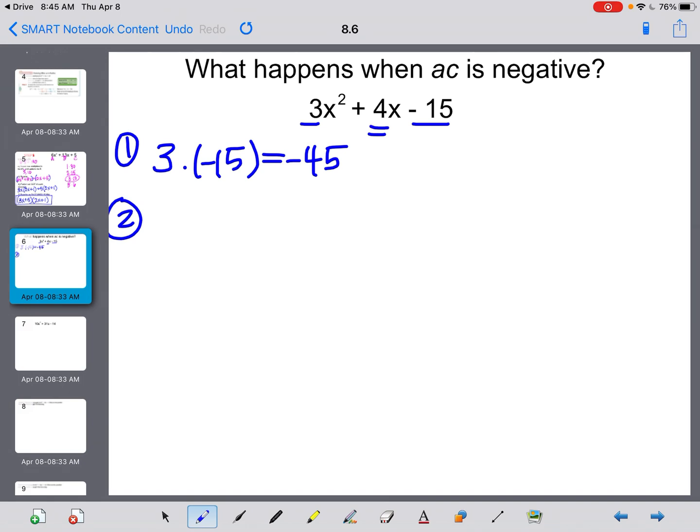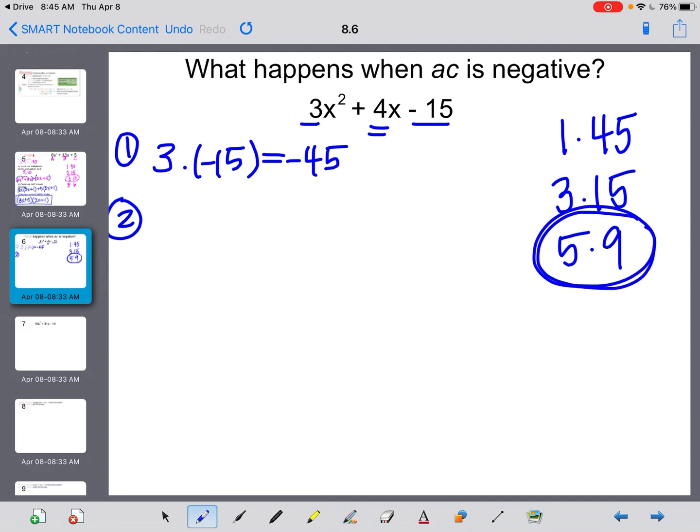Okay, well, if I list my factors of 45, I have 1 times 45, 3 times 15, 5 times 9, which I think is what I can make equal 4 somehow. Okay, so how am I going to have these multiply to be a negative 45 but add to be 4? Well, if I have a positive 9 and I add a negative 5, that's going to give me a positive 4. And if I multiply a positive times negative, I'm going to get that negative that I need. So those are what I'm going to use to rewrite this.